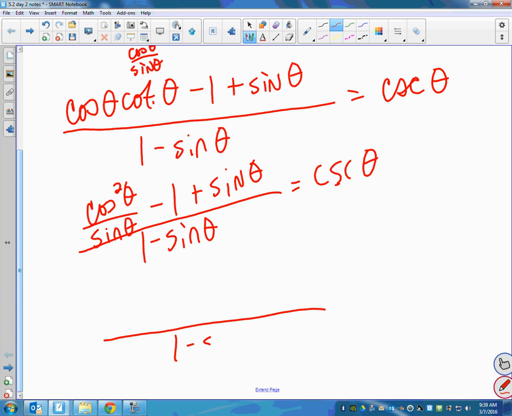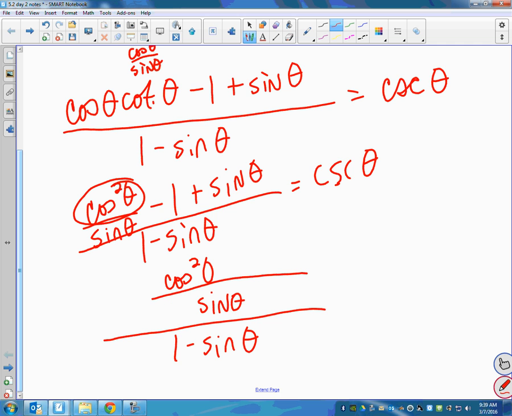We have this 1 minus sine theta. But now I'm going to make all of this the denominator of sine. So this one's not changing. It's going to just be cosine squared. But this is just 1 over 1, so I have to multiply by sine over sine. So now that's just going to be minus sine. Plus, which is also just sine over 1, and I need a sine on the bottom, so I have to multiply a sine on the top. So that would be sine squared.